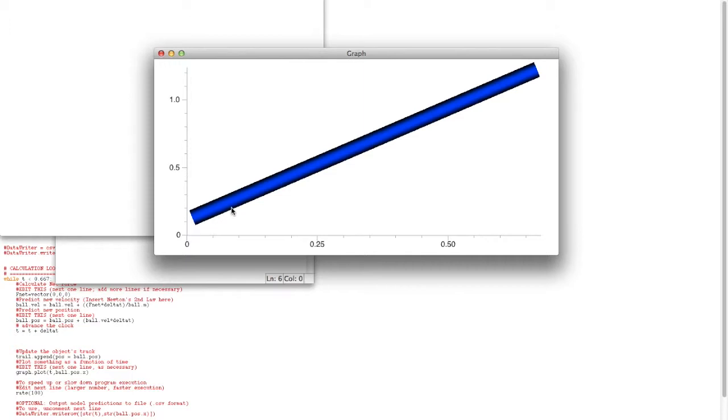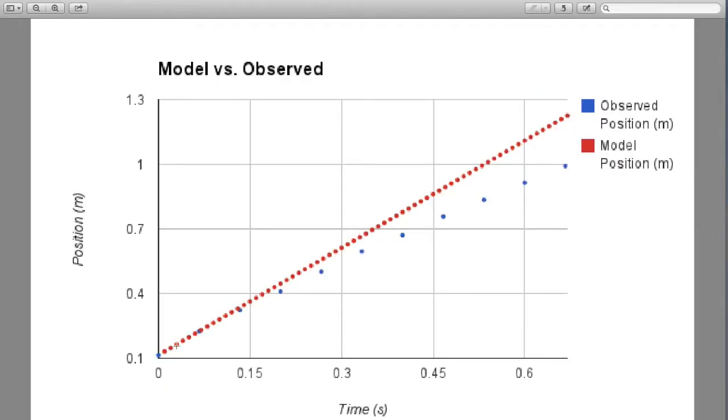As you can see, this line has a constant slope, and on a position versus time graph, the slope is the velocity, so that confirms our observation that the ball was moving at a constant velocity and has no acceleration. This chart shows the object's position used in the model, which we used Python to create, and this blue line shows the actual observed position that we found using Tracker.